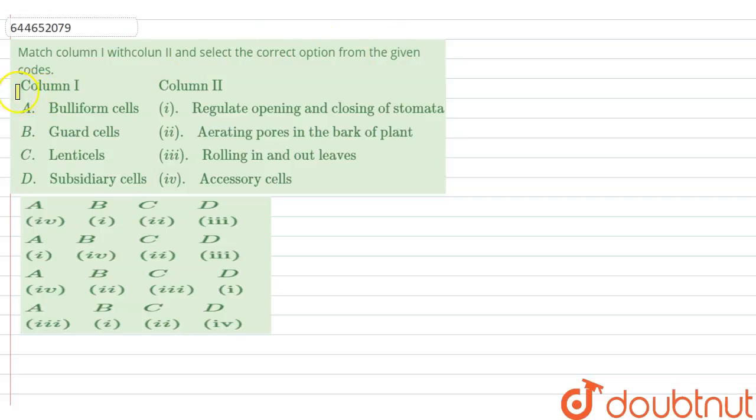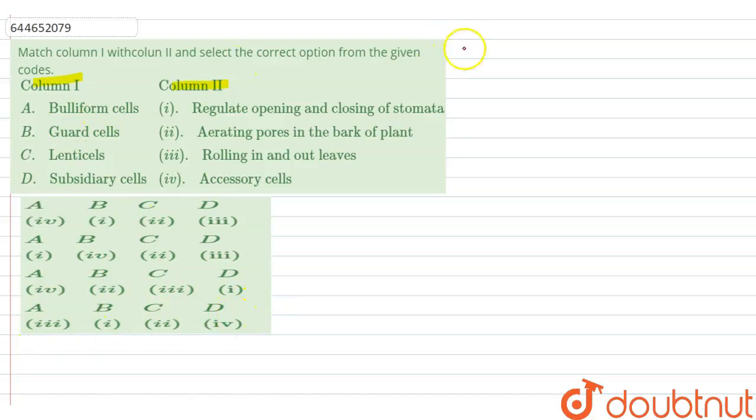Hello students, our question is: match column first with column second and select the correct option from the given codes. Column first: Bulliform cells, guard cells, lenticels, subsidiary cells. Column second: regulate opening and closing of stomata, aerating pores in the bark of plant, rolling in and out of leaves, accessory cells. Options are: A fourth, B first, C second, D third; A first, B fourth, C second, D third; A fourth, B second, C third, D first; A third, B first, C second, D fourth.